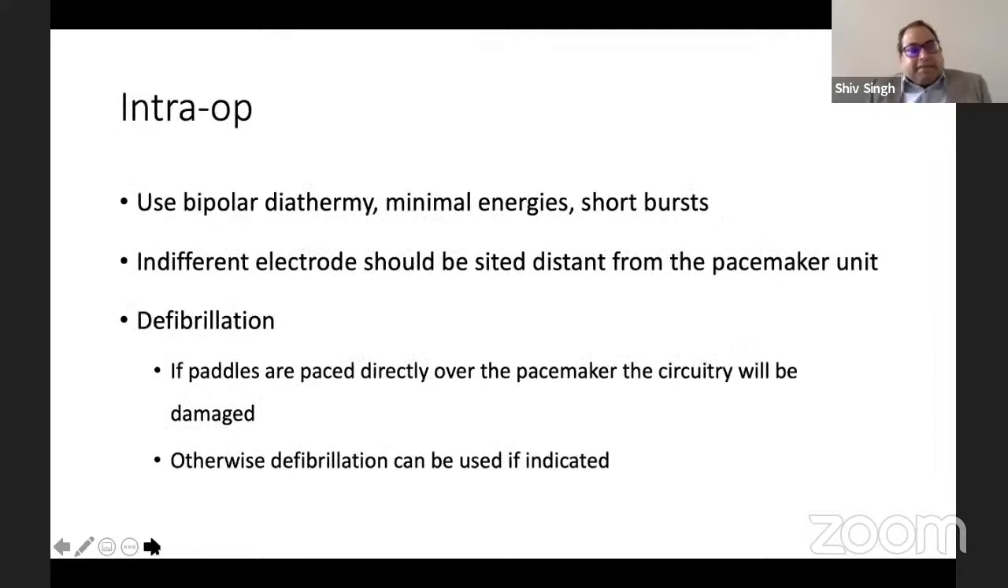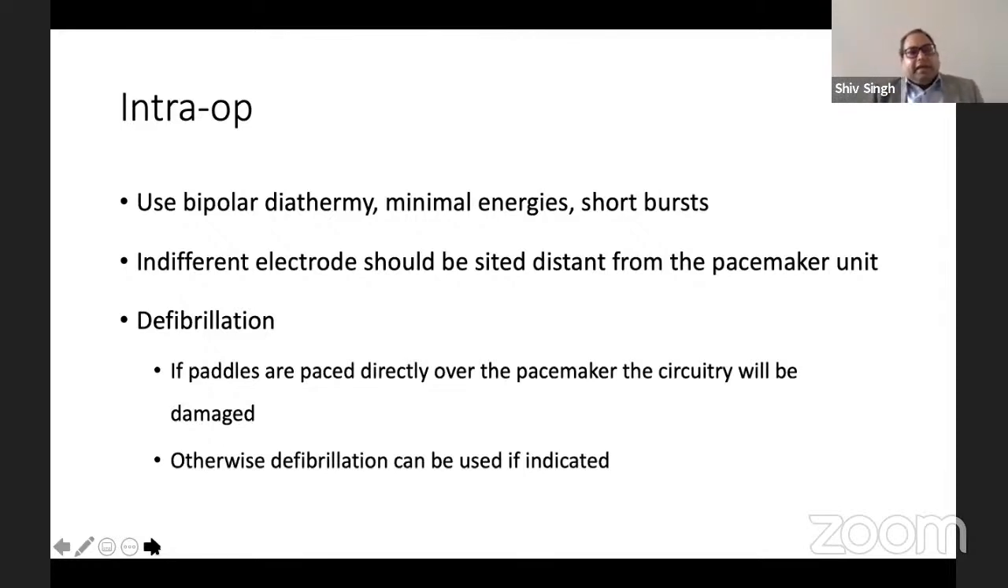Intraoperatively, the best thing to do is to use bipolar diathermy, use the minimum energies, and use them in short bursts. And the plate or the indifferent electrode should be sited as far as possible from the pacemaker unit, and make sure the current doesn't pass through the basic unit or the wires.